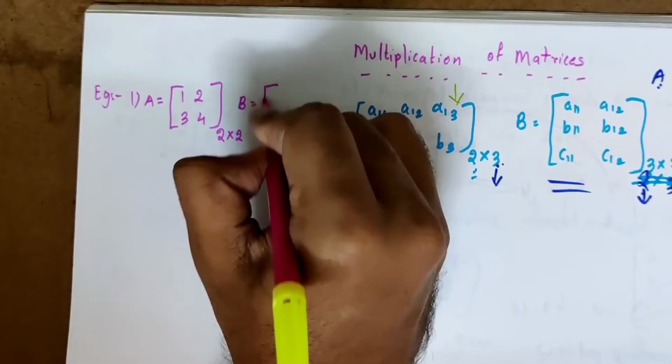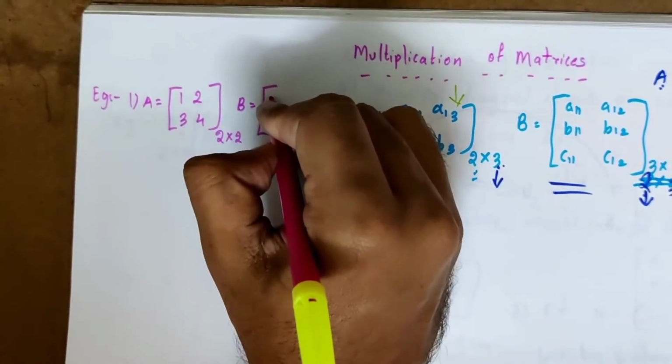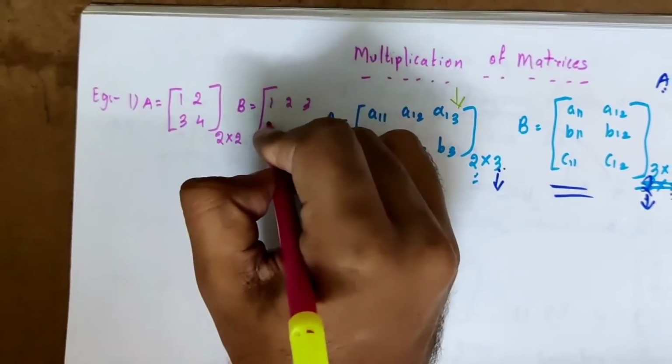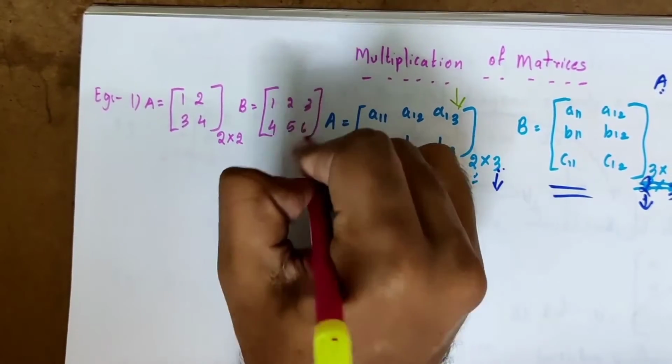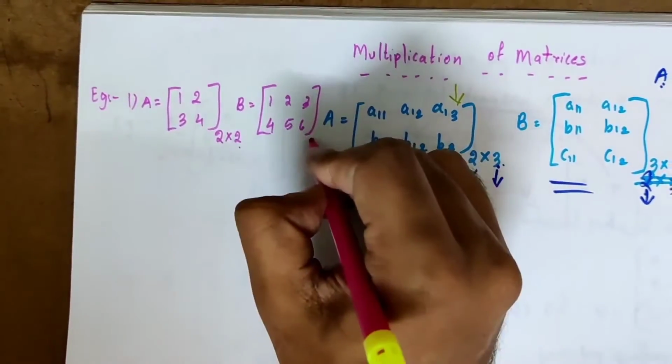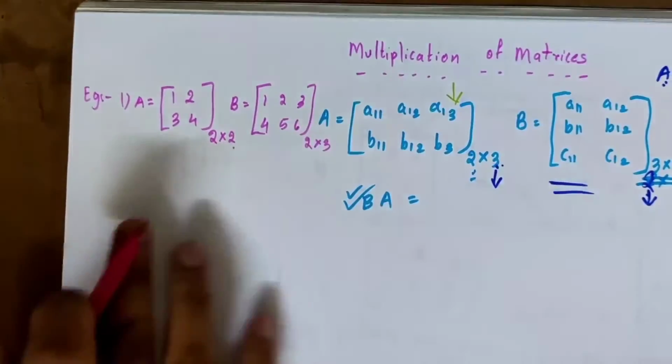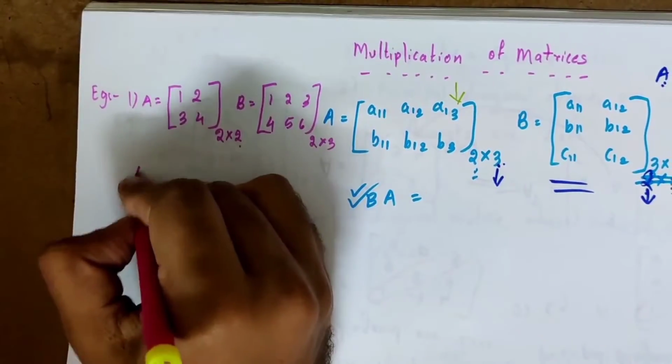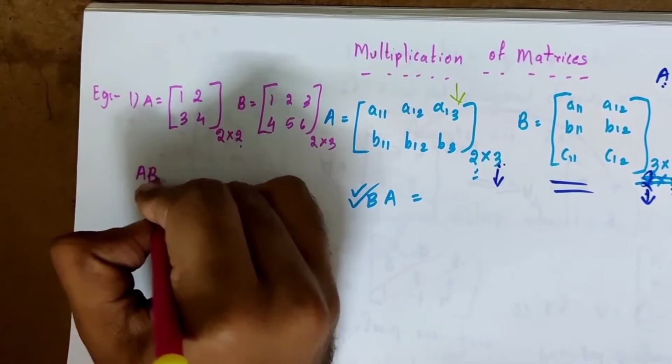B is equal to 1, 2, 3, 4, 5, 6. What is the order for this one? 2 cross 3, right? So I was asked to find AB. What is the value of AB?